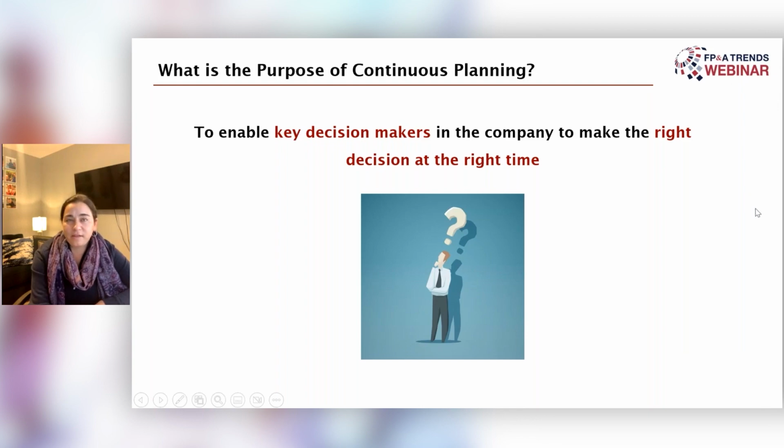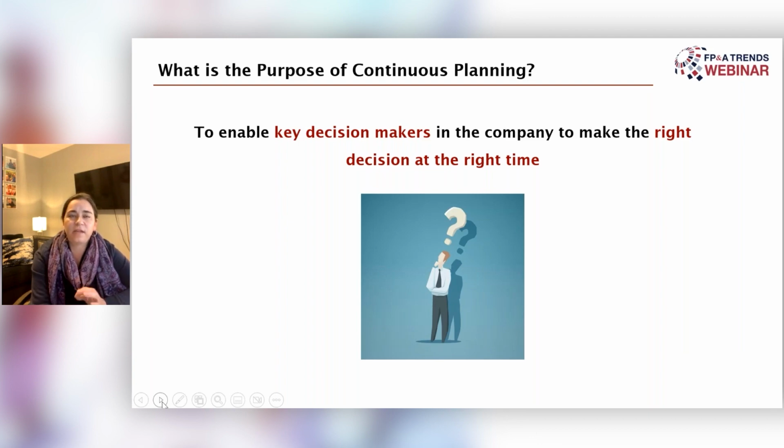As Simon Sinek says, it's important to start with a why. So why do we want to have an effective continuous planning process, and what's the purpose? Our ultimate goal of all of this is to provide key decision makers across our companies with actionable information that allows them to make the right decision at the right time.